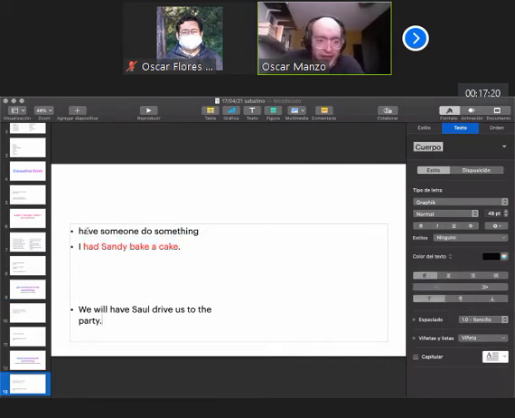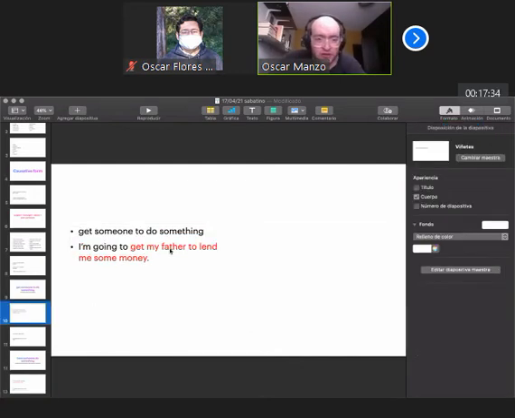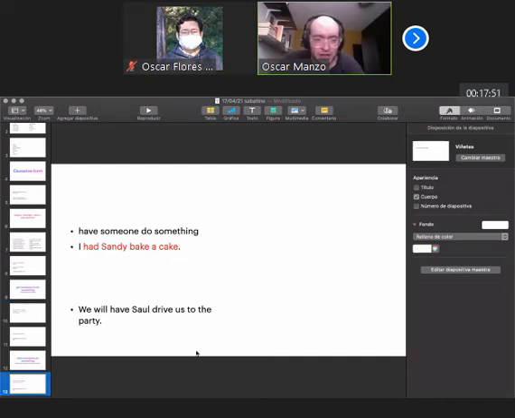The structure is have. Someone is Sandy, and do something, bake a cake. If you notice, in this structure, we use the verb infinitive. We don't use to, as we do with the previous structure. With the previous structure, we need to use to do something. In this case, it's only do something. I had Sandy bake a cake. You understand?